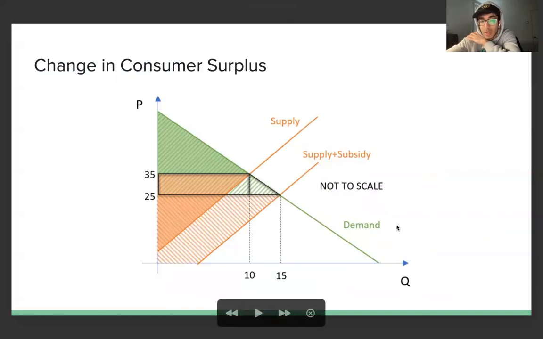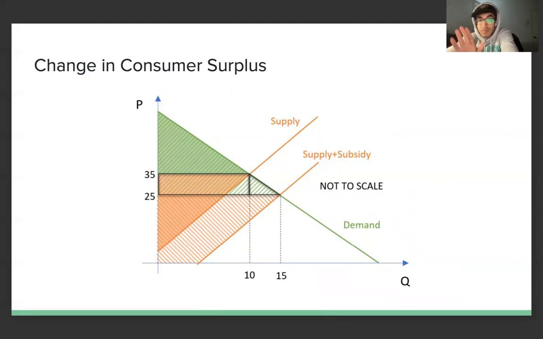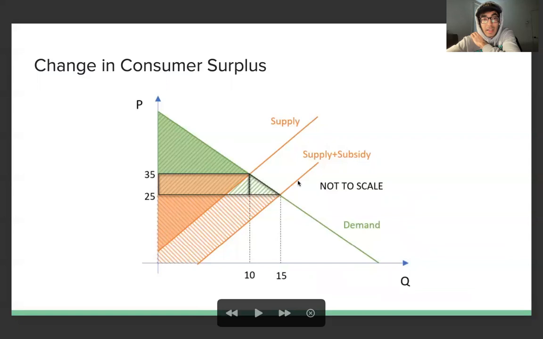Okay, this could be one of the questions you see on the finals, which is: what's the change in consumer surplus? So let's say we initially had this supply and you had demand, and your initial consumer surplus was this dark green triangle, and your initial producer surplus was this orange triangle. And then there's a subsidy which shifts the supply curve to the right. Whenever you get a subsidy, your production costs go down, so the supply curve shifts to the right. And then the question is, find the change in consumer surplus.